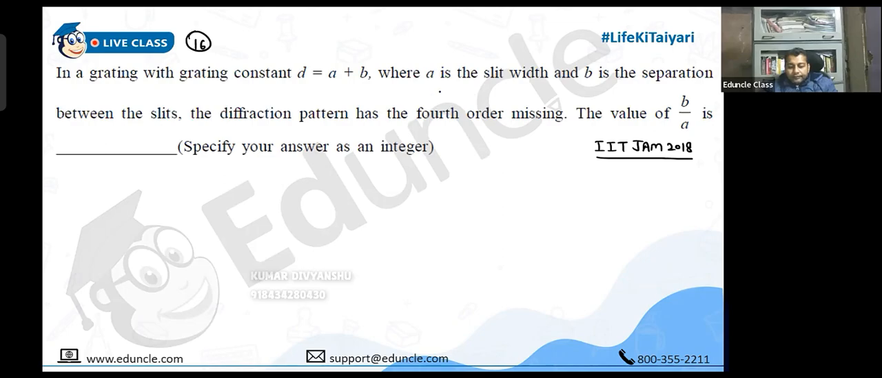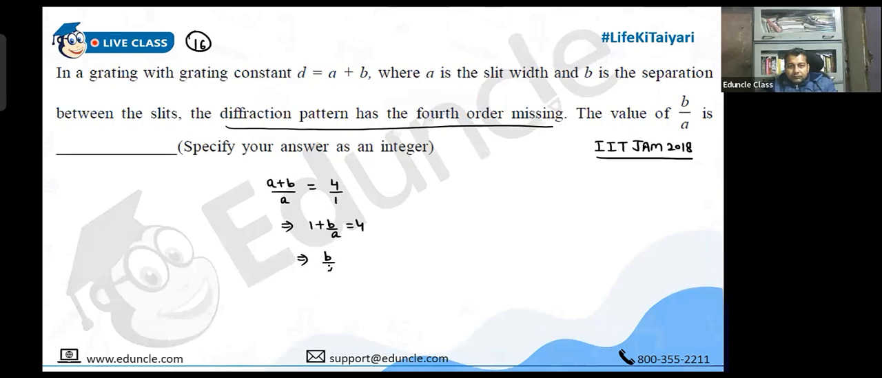Very good. Yes, Durga, Rita, very good. Diffraction pattern has the fourth order missing. Yes, Jash. Clear?